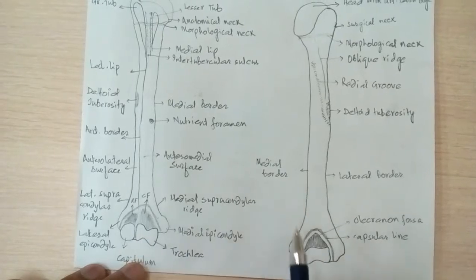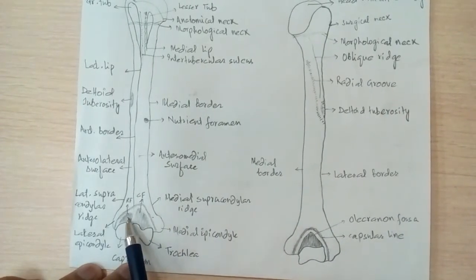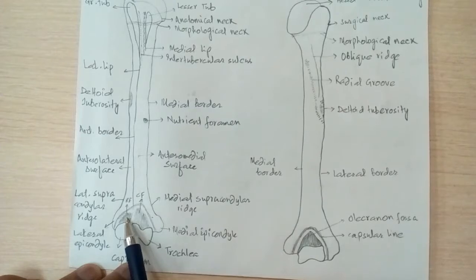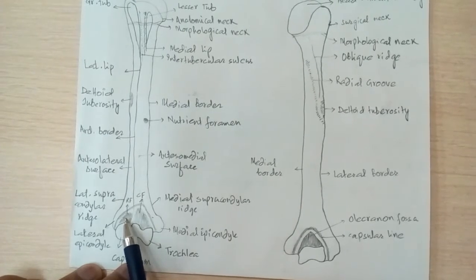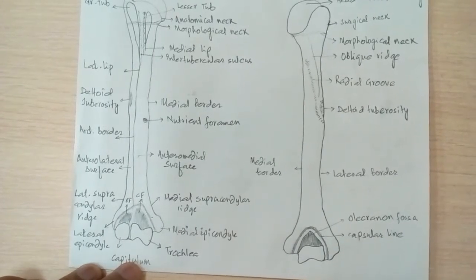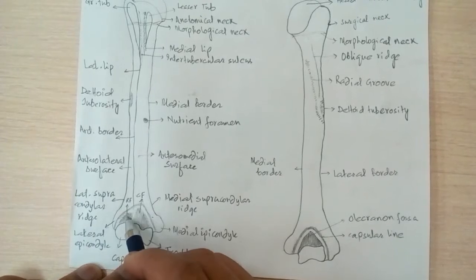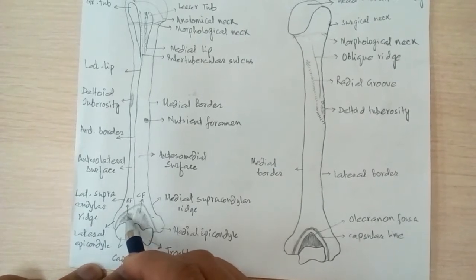And the radial fossa here, in this lateral side, accommodates the head of radius when the elbow is flexed. When your elbow is in flexion, this radial fossa accommodates the head of radius.